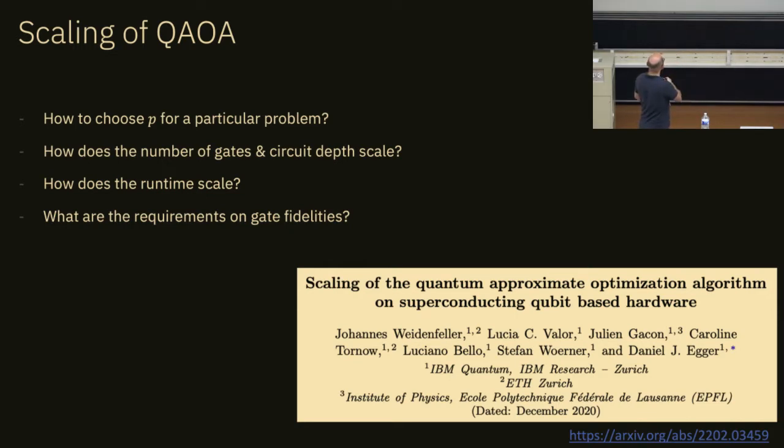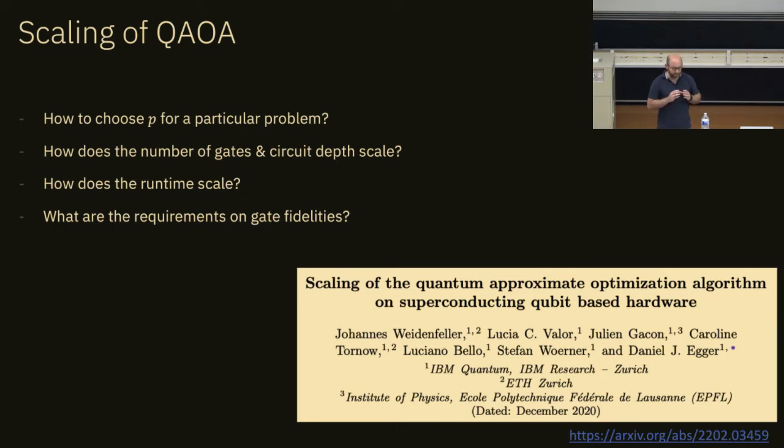And the questions I would like to focus on now: first, how to choose the p parameter, how many layers you need to do. Then the second one is what is the resulting number of gates, or the depth of the circuit. And that translates directly into the runtime. How fast is this algorithm? What can you actually expect? And last, what are the requirements on the gate fidelities? Because we have noisy hardware, this is supposed to be an algorithm that runs on the hardware that we have in the next couple of years before error correction.